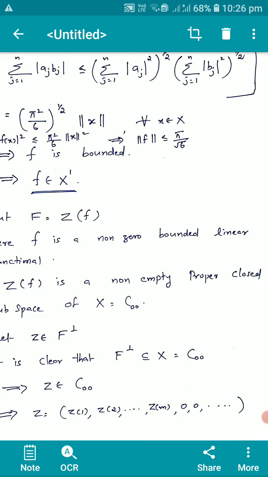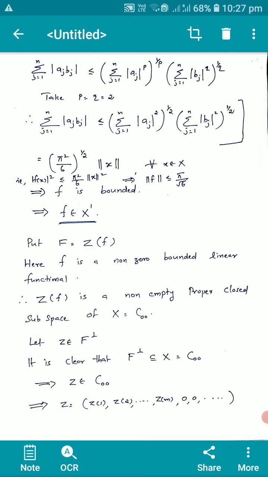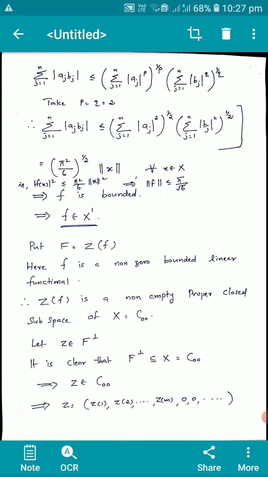Put F equal to Z(f), the zero space. Here f is a non-zero bounded linear functional, so Z(f) is a non-empty proper closed subspace of X. Here X is c00. This is actually what we have done in the last theorem, the Riesz representation theorem. In the proof we discussed this part, that z is an element of F perp. It is clear that F perp is a subset of X. What is X? c00. This implies z is an element of c00, or z equal to z1, z2, etc., zm, and all other terms 0, 0, etc.